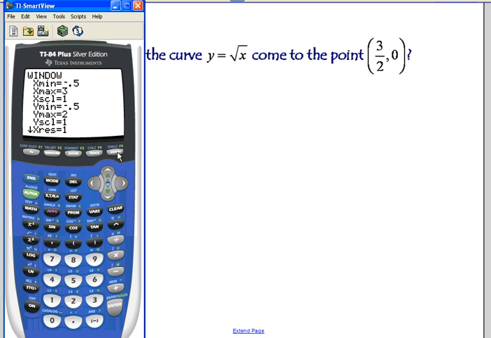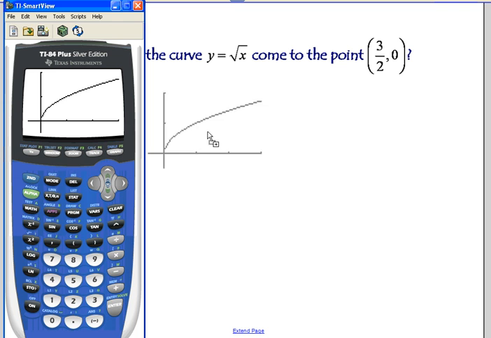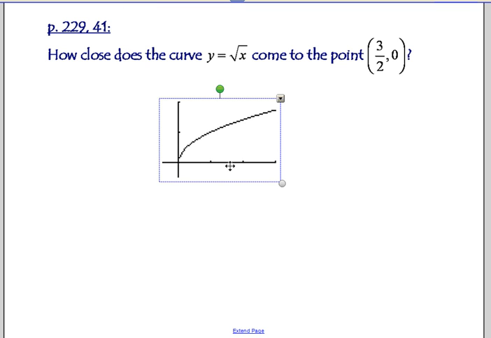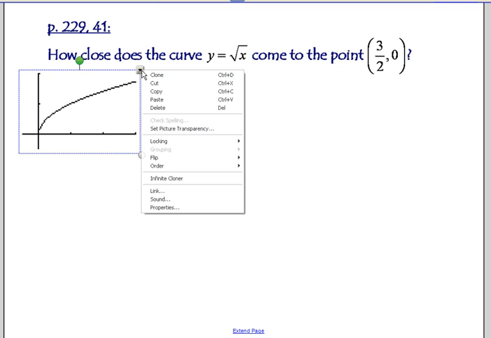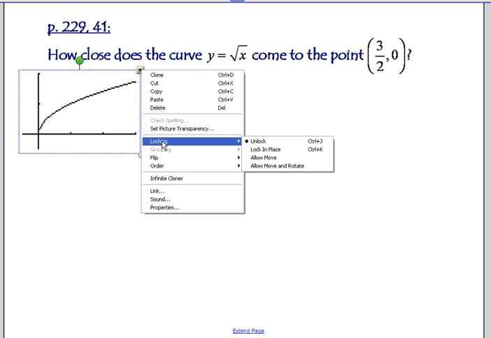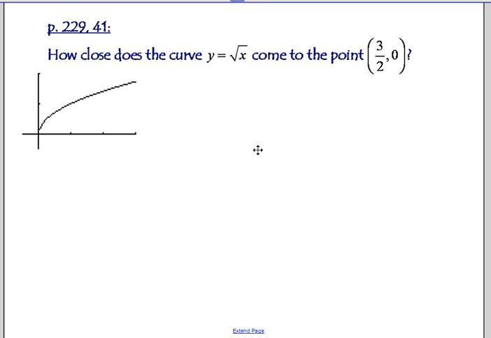Okay, so here's our graph, and we get this here. Let's just save that graph so we have it. I'm going to lock that in place. And now we've got this. Okay, so this is our graph, y equals the square root of x. And now we've got the point 3/2, 0. And the question is, how close does the curve come to the point?